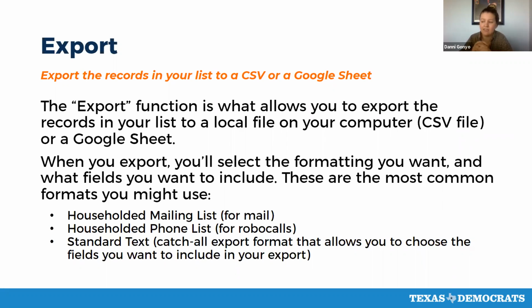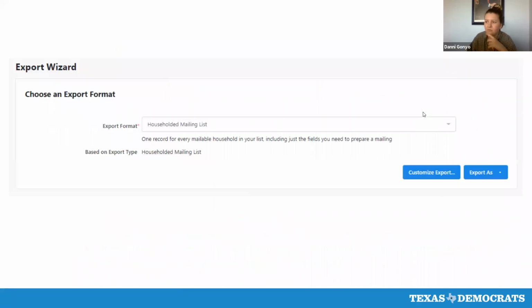And standard text is the catch-all export format that allows you to choose whatever fields you want to include in your export. So if you want to include a column for every single target that a voter is in, or you know what scores they have, or if you want to include their legislative districts or their county commissioner district or justice of the peace district, you can do that in standard text. Standard text is great if you want to do a more general export, or if you're exporting into another platform. So for example, if your county party is using ThruTalk, you'll probably use standard text for that.